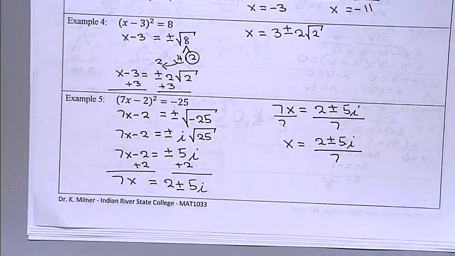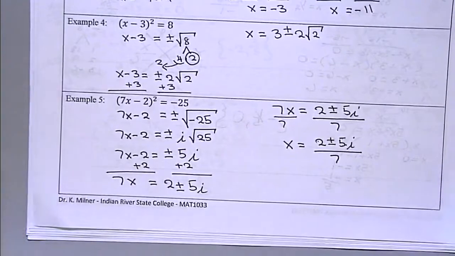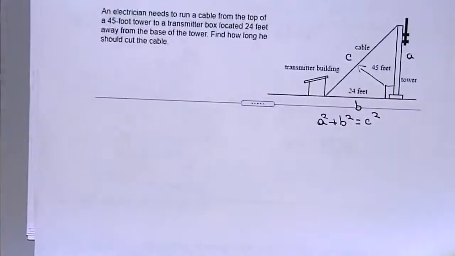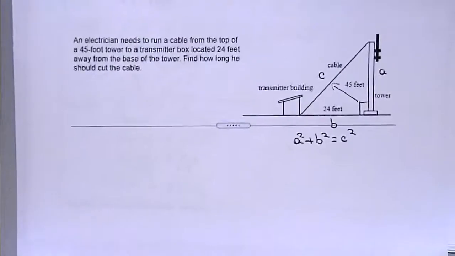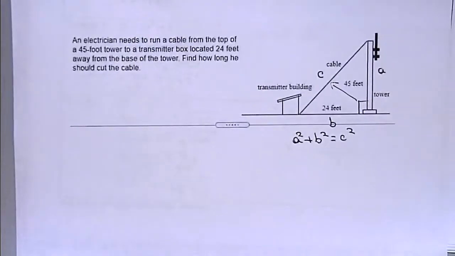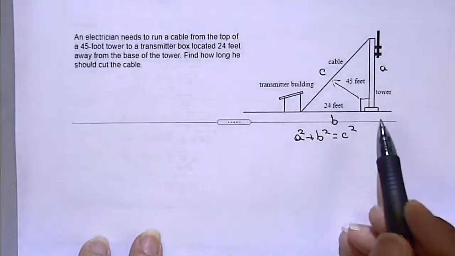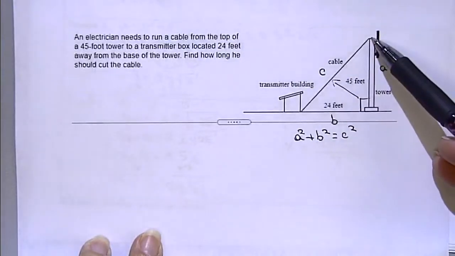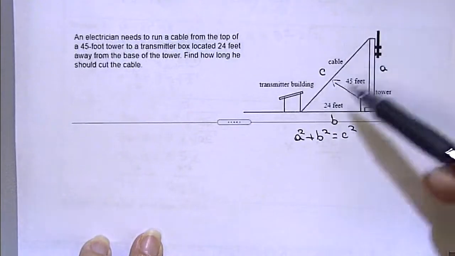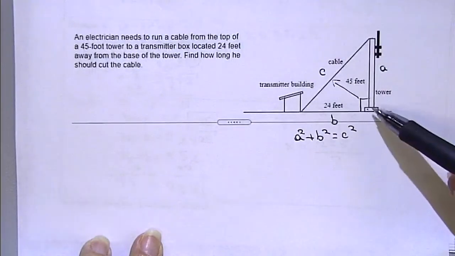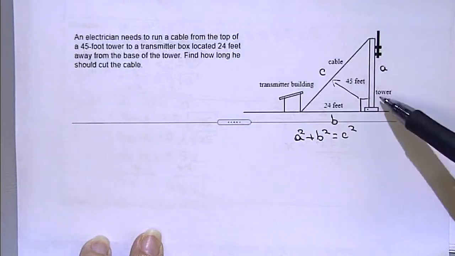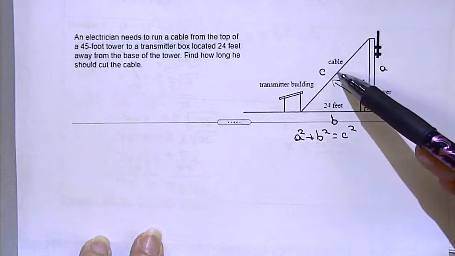All right, that's the most complicated one I have, except I want to go back to the problem I showed you at first. Take a look at my triangle here, and I've got a problem. I've got an electrician who wants to run a cable up the hypotenuse of a triangle. Now he knows the base is 24 feet, and he knows straight up the pole is going to be another 45 feet. That's how big his tower is. He doesn't know how long his cable is.